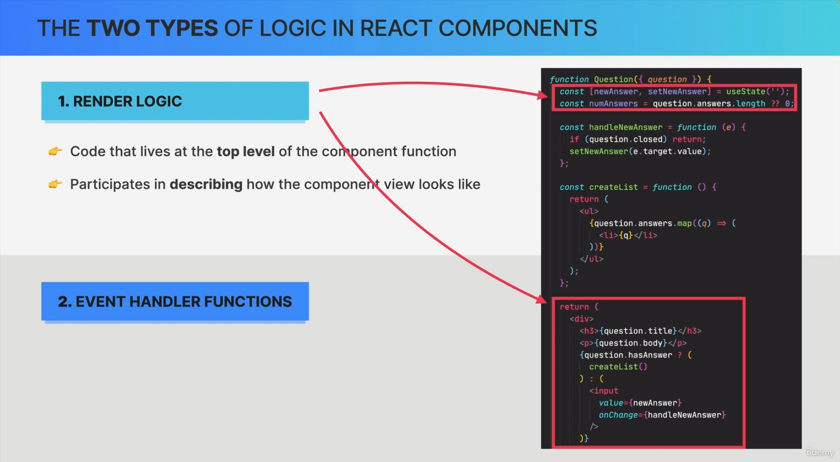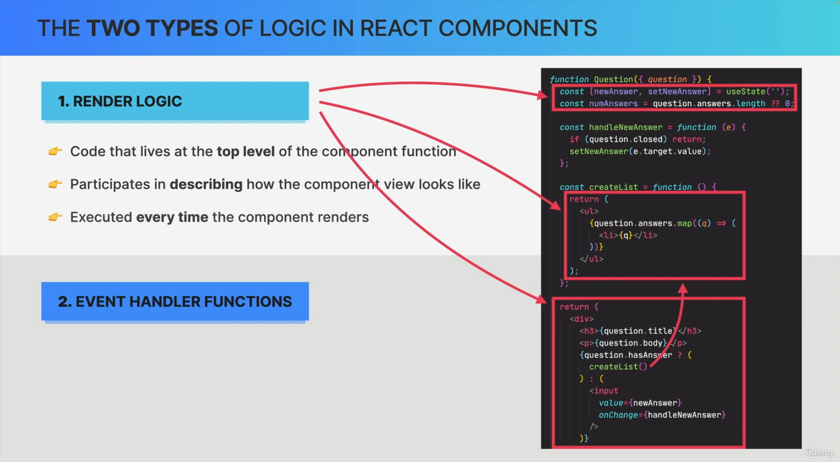However, if we look closely, we can identify yet another piece of render logic here, even though this code is actually inside a function. So as you can see in the return block, the code there is actually calling this createList function, and therefore that logic also participates in describing the component view, and so it's also render logic. So basically, render logic is all the code that is executed as soon as the component is rendered. So each time that the function is called.